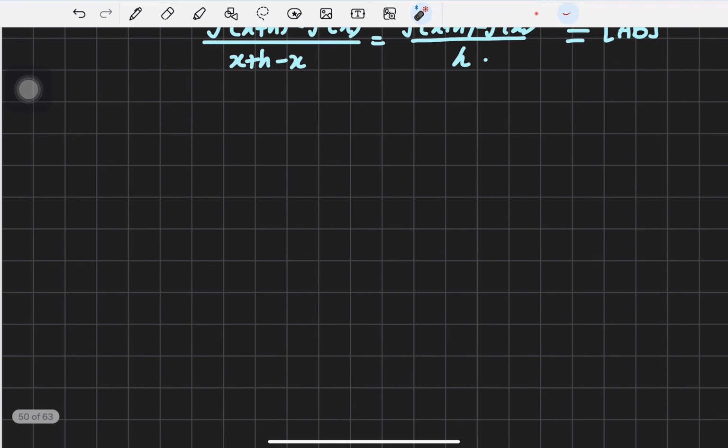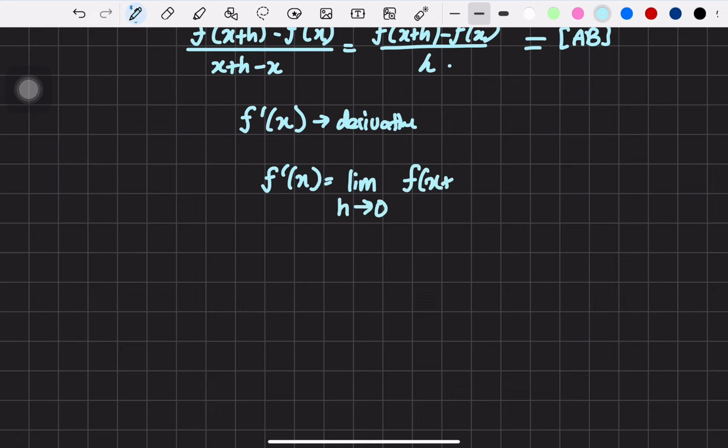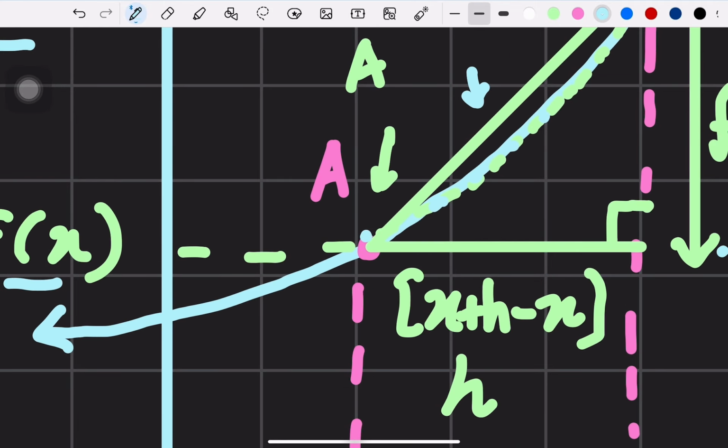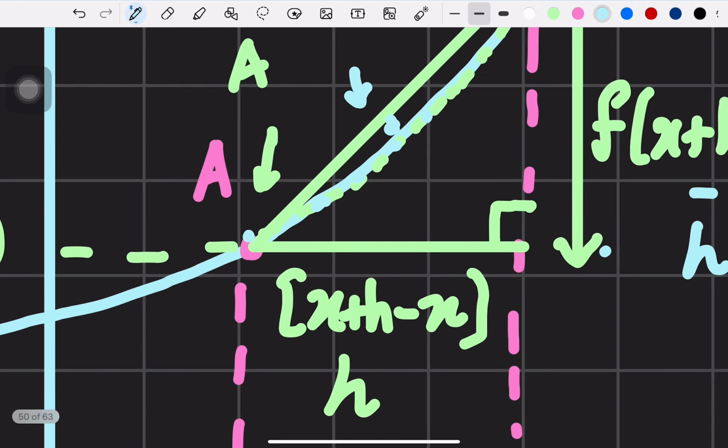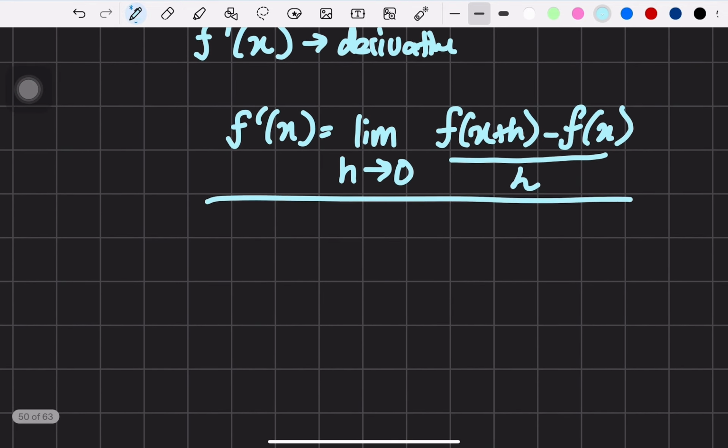So what we do is we have a notation called f dash of x, which just means derivative. So f dash x equals the limit as h approaches 0 of the gradient. And this is because we want this to become so small that it resembles this curve. And that's what the derivative is. And that's the concept.